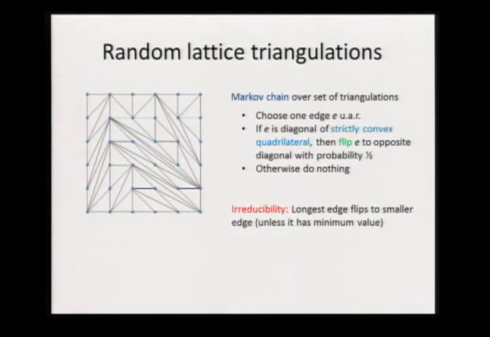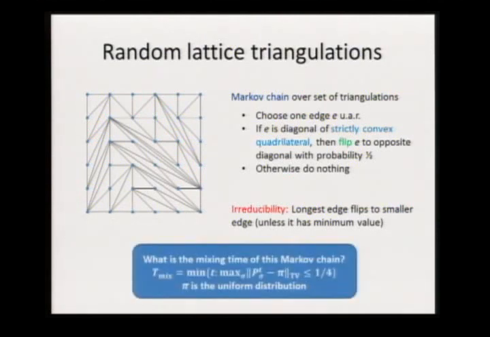And once you have irreducibility, it's easy to see via reversibility that this chain converges to the uniform distribution on lattice triangulations of the n by n box. Okay. Is the chain so far clear?